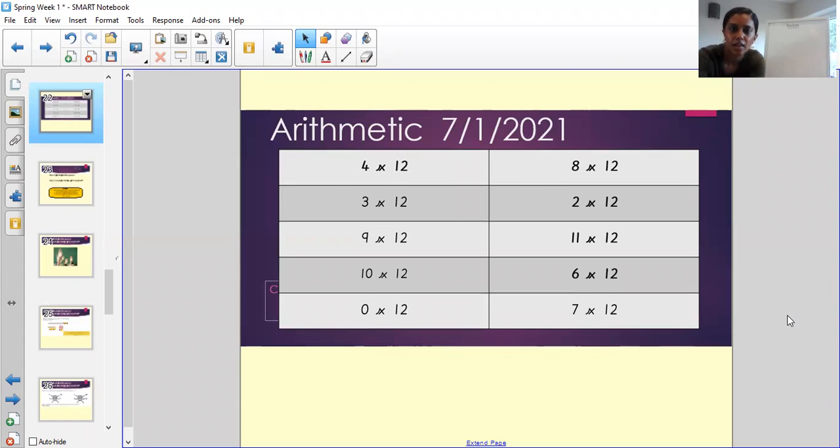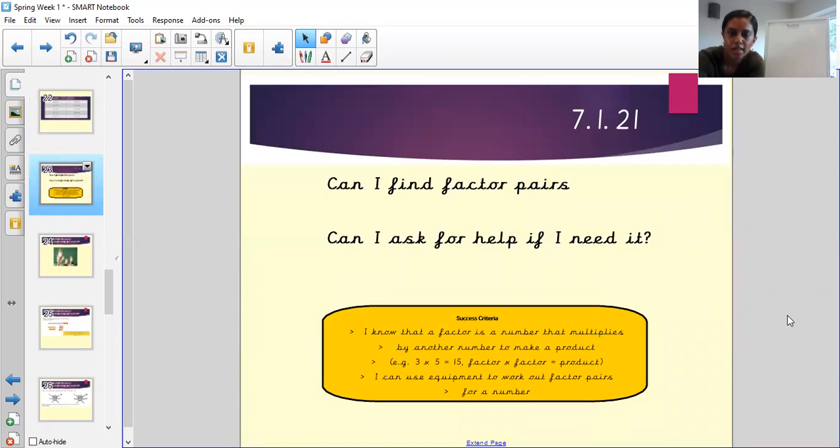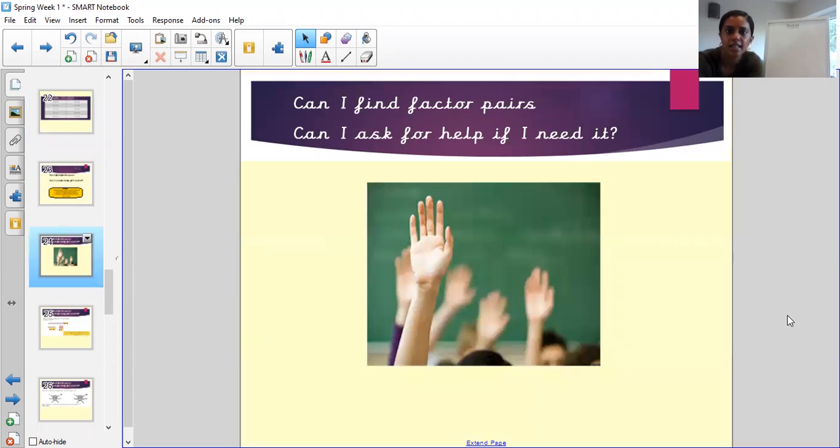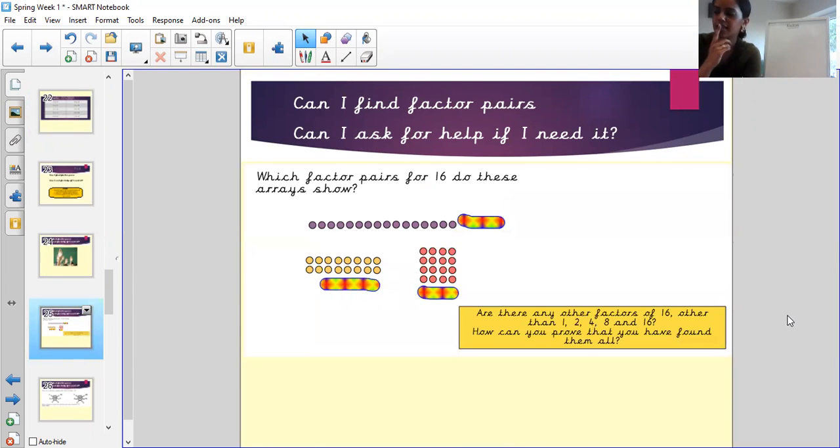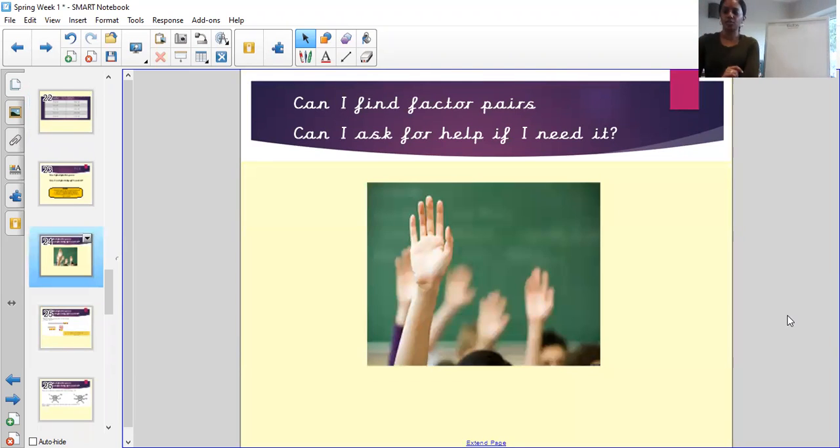Okay, let's see what we are going to be learning about today. In today's lesson, we are going to be looking at factor pairs. Well, you might be thinking, what is a factor pair? What does it mean? So if I just go back a little bit to have a look. Factors are numbers that when we multiply the two numbers together, we get a multiple. So let me give you an example of that.